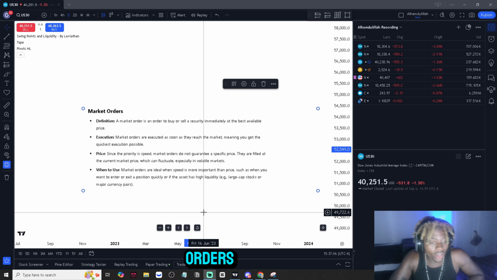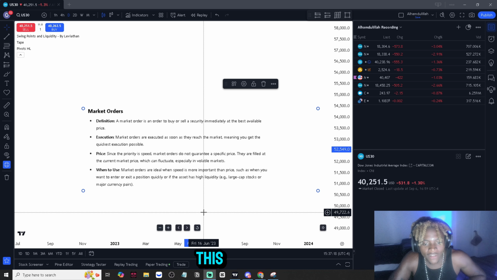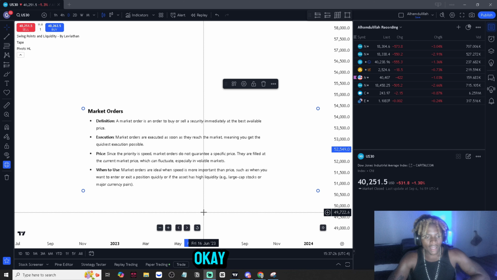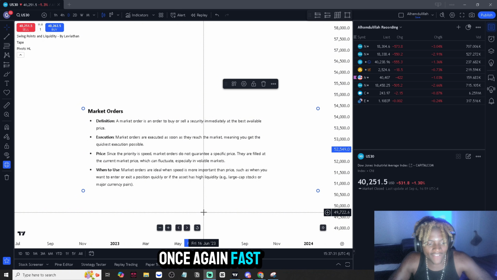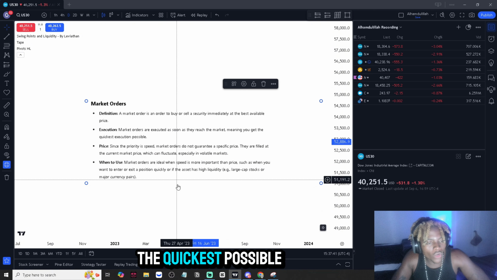So when do you use market orders? Market orders are ideal when speed is more important than price. Say you're catching a breakout real quick, and price just broke out and you want to get an entry. You didn't have time to place a limit order, which I'll explain after this. You can just buy at market. You'll be in a little bit of drawdown, like I said, but that's perfectly fine and not too big of a deal. Once again, if it has high liquidity and high volume moving around, you aren't going to get the most ideal pinpoint entry that you would want, but you are going to get filled in the quickest possible.